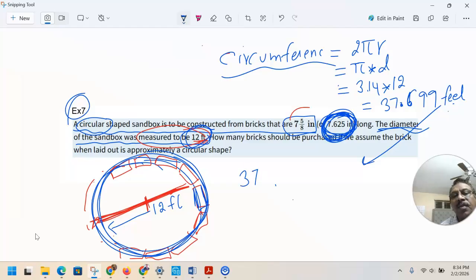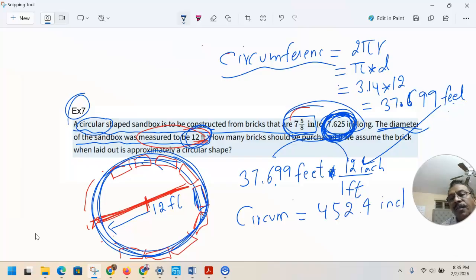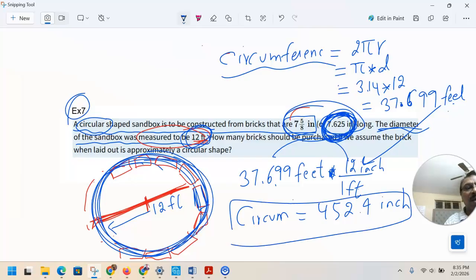The circumference is 37.699 feet, and to convert to inches, because the brick is given in inches, I write that 1 foot is 12 inches. Multiplying these two, the distance all around is 452.4 inches. Now we want to know how many of these bricks, the red color, fit.